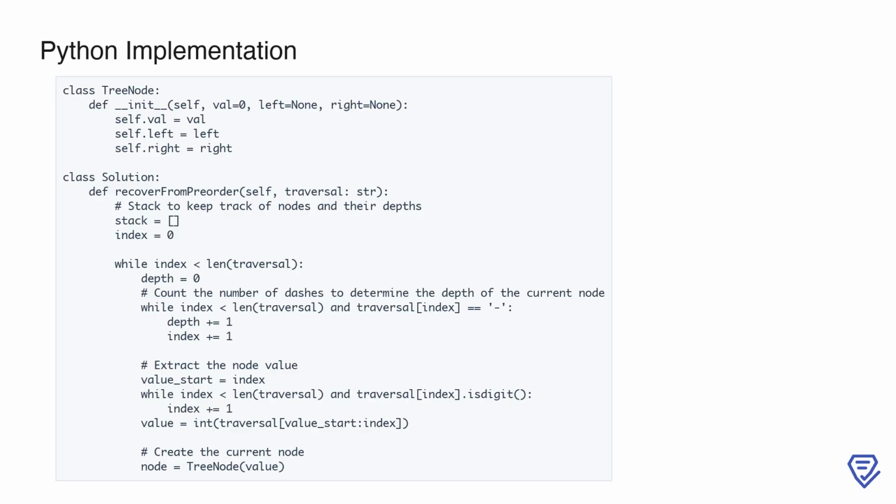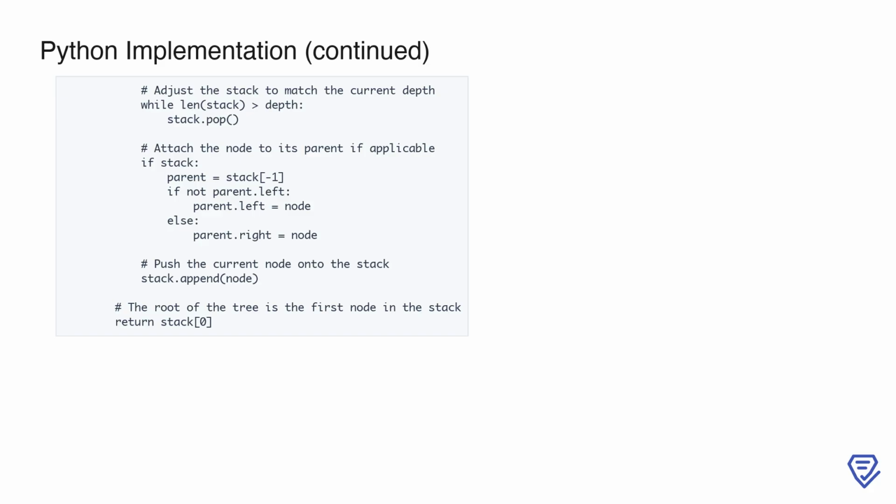Using this value, we create a new tree node instance, which represents the current node in the tree. Now, we need to adjust the stack to match the depth of the current node. If the stack contains nodes from previous levels that are deeper than the current depth, we pop them off the stack. This ensures that the top of the stack always represents the parent node at the correct level.